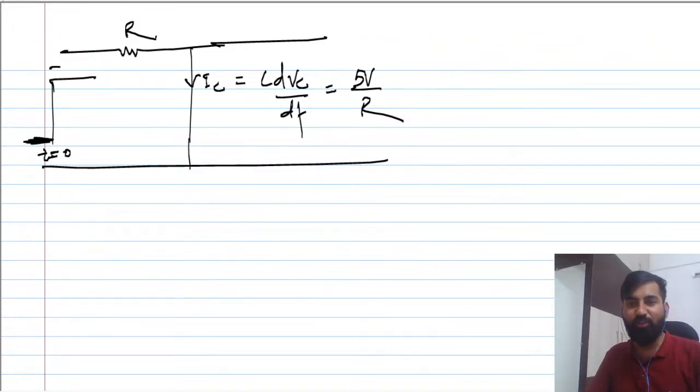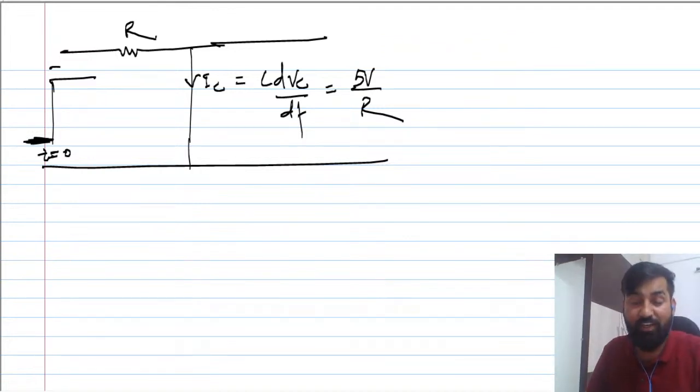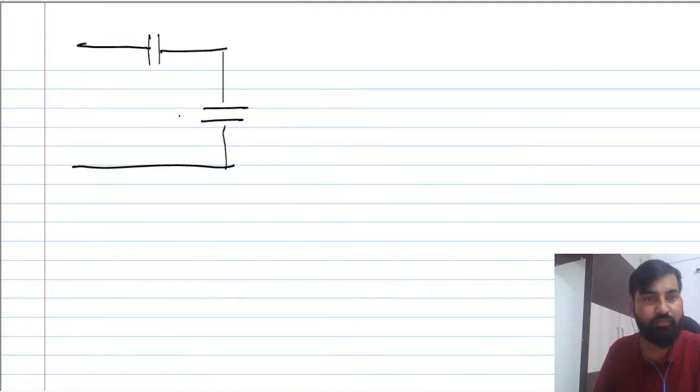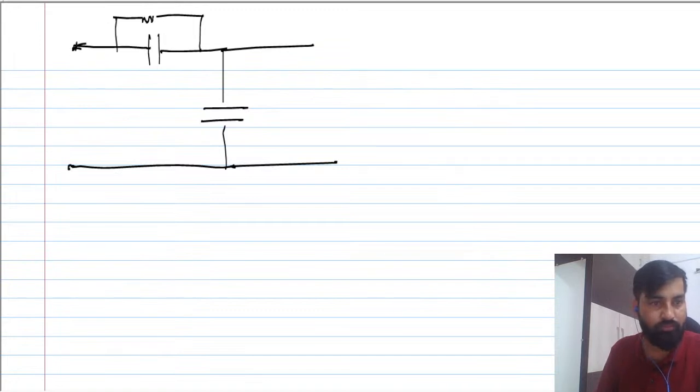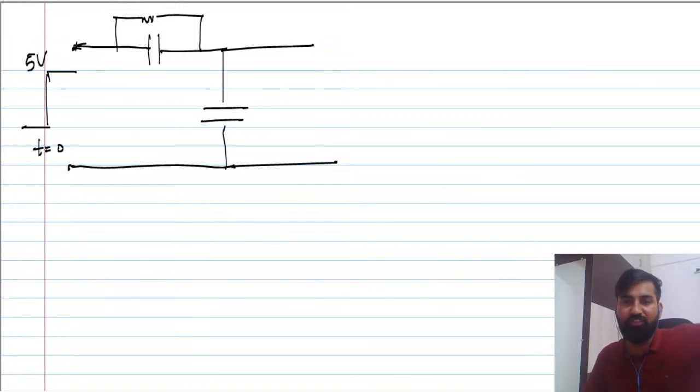So this is a very important concept that you have to keep in mind. Suppose I am showing you this capacitor, and I'm connecting one resistor here. Now we are giving a step input at t equal to 0, from 0 to 5 volt.